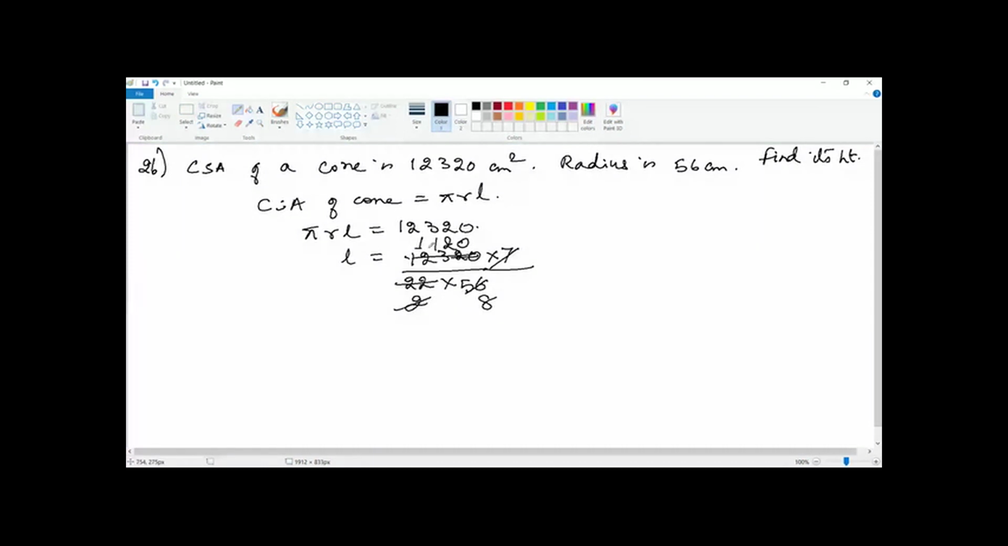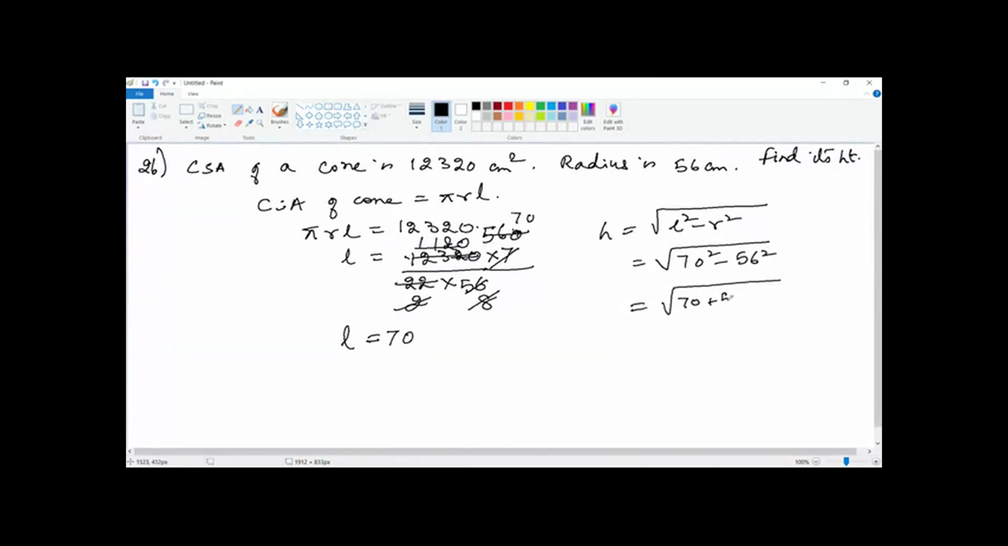Wait, let me check. Okay, ma'am. So 70. Correct. l is 70. You are asked to find height. h is square root of l square minus r square. Correct. 70 square minus 56 square. I can use a plus b into a minus b: 70 plus 56 into 70 minus 56, 126 into 14.